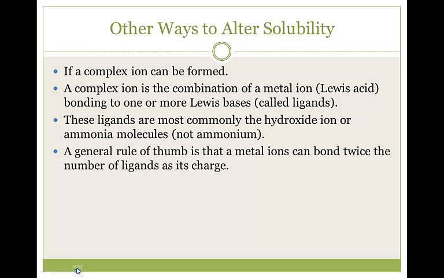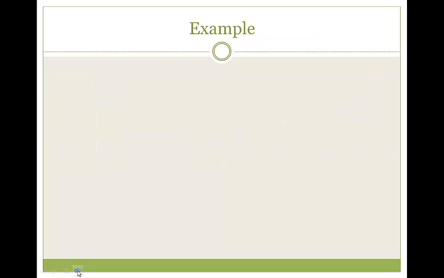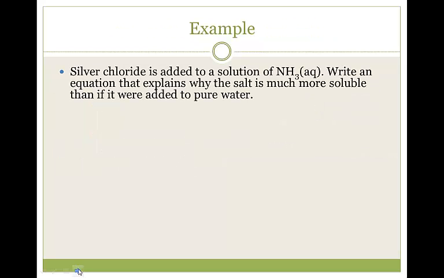Anytime a complex ion can form, be on the lookout for metals and ligands. So if you see silver and chloride, or ammonia and copper, anything like that that can form a complex ion, that will also increase solubility. So anytime you see ammonia, that's something to keep a lookout for, because that's a great ligand in a complex ion.